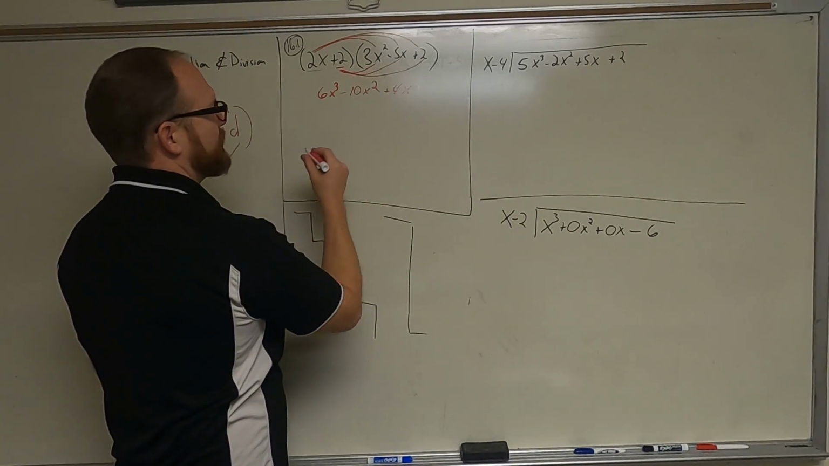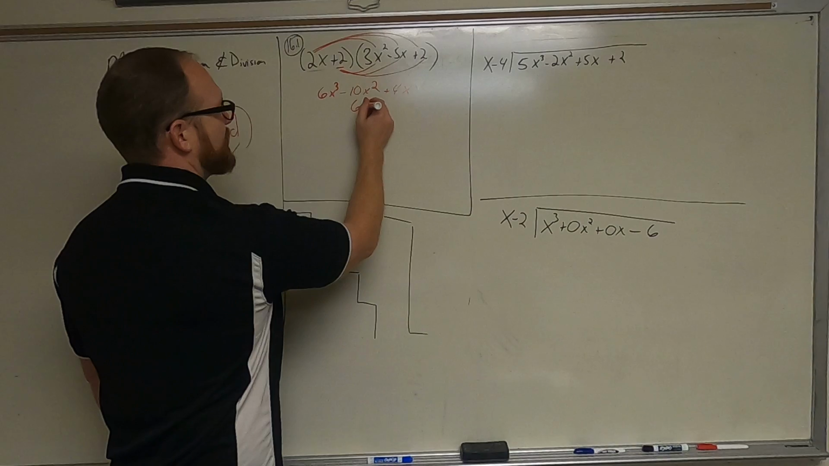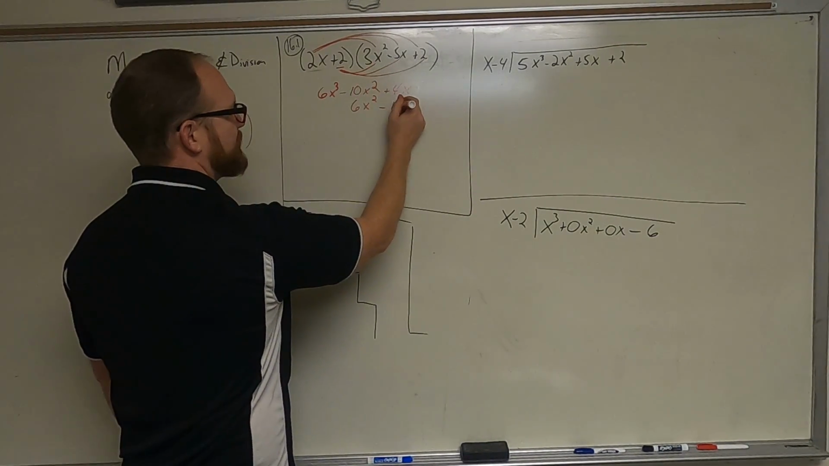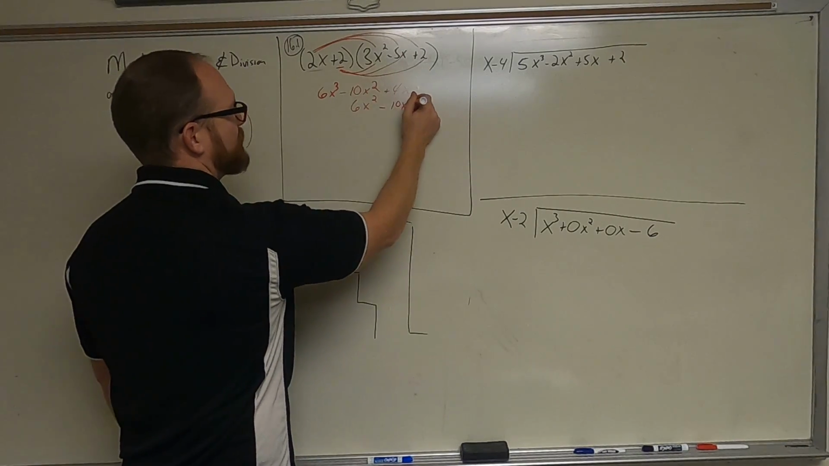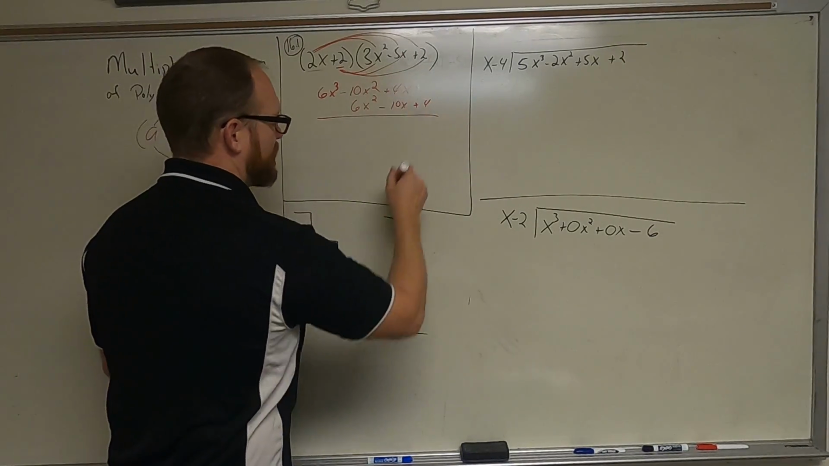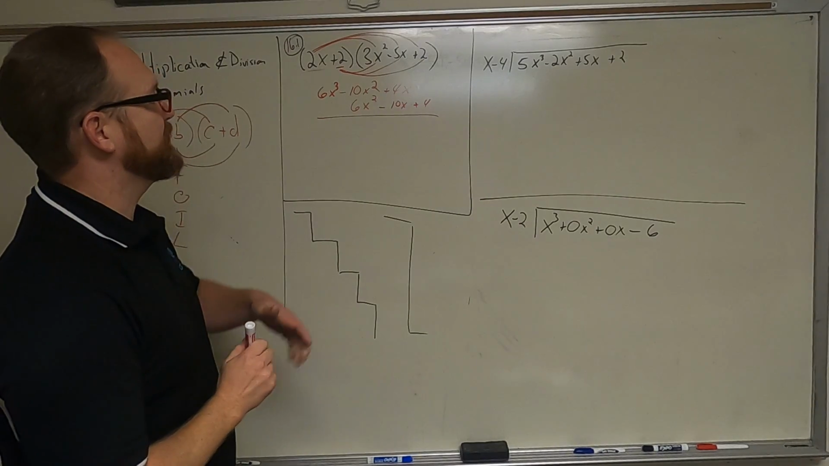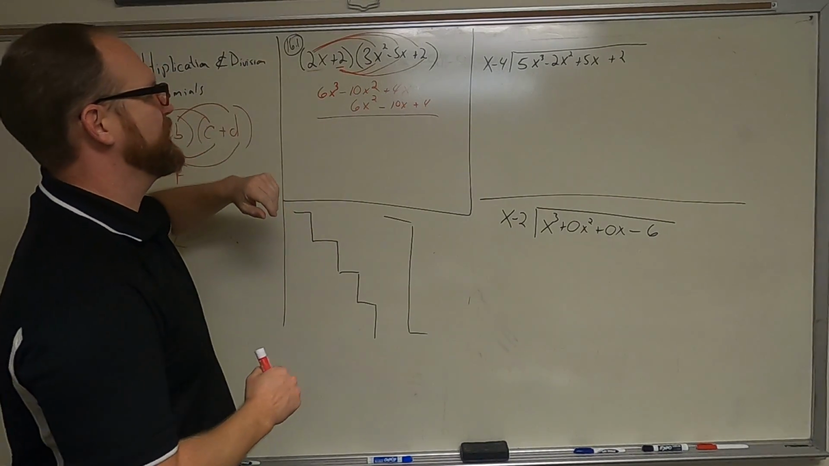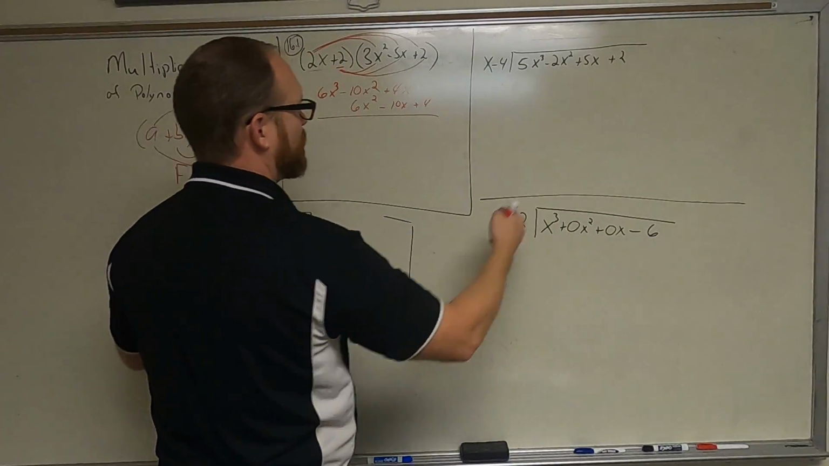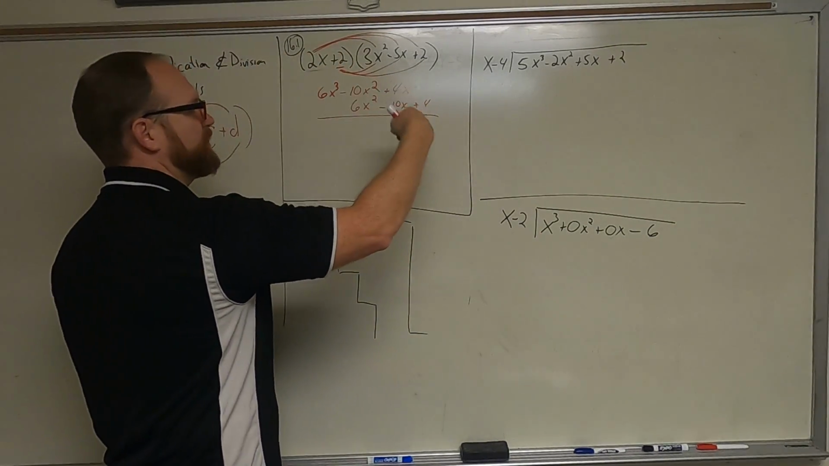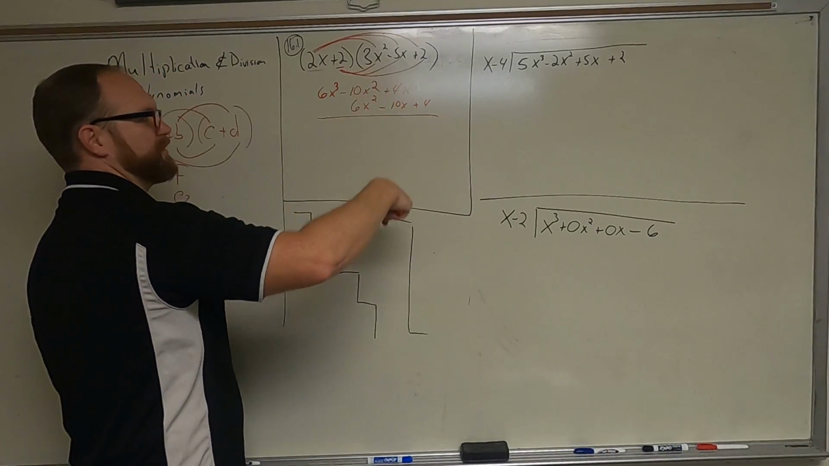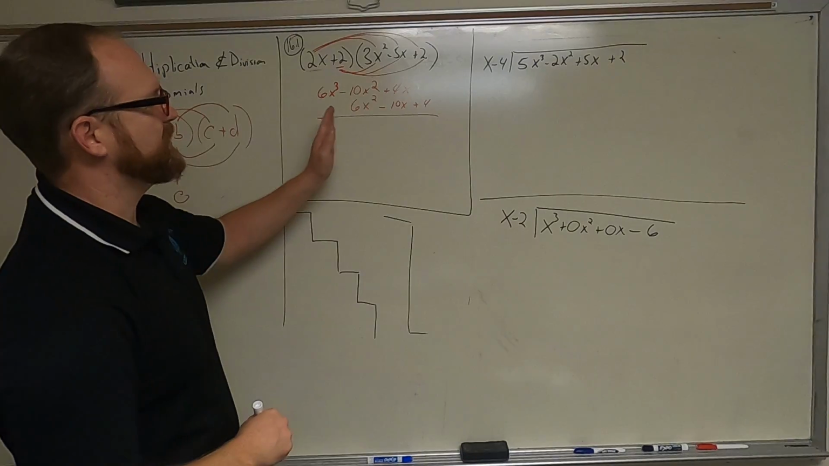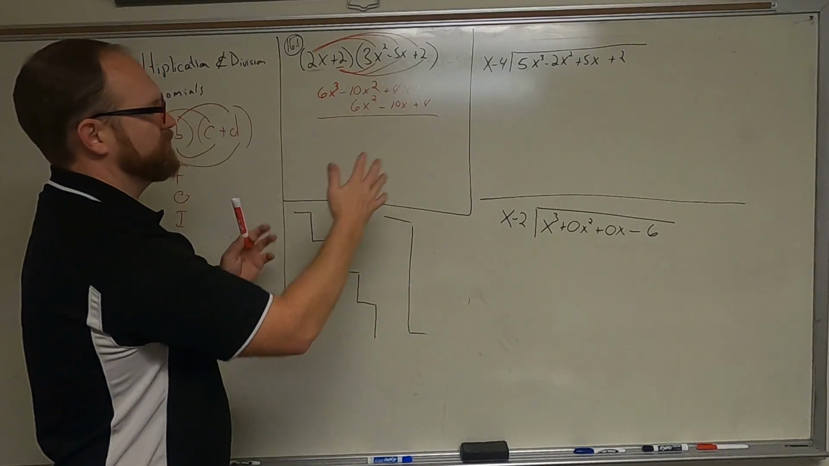2 times 3x squared is 6x squared. 2 times negative 5x is going to be negative 10x, and 2 times positive 2 is going to be positive 4. Now you don't have to do it necessarily like this, lining it up like this. I do it because it makes it easy and I can just add straight down. You can put it all linear if you want to, and maybe just circle like terms or square different like terms so you can see what they look like.